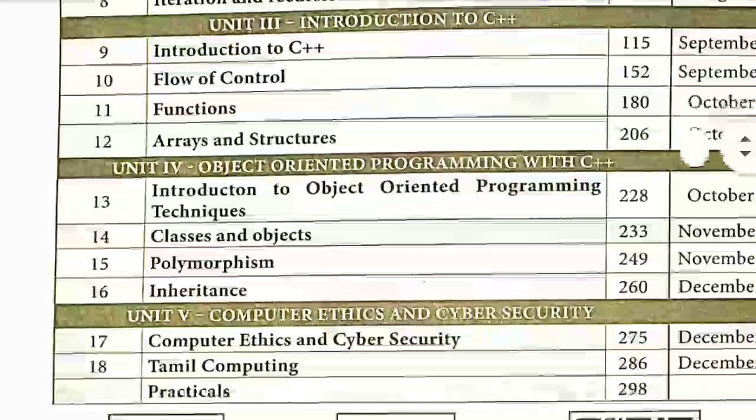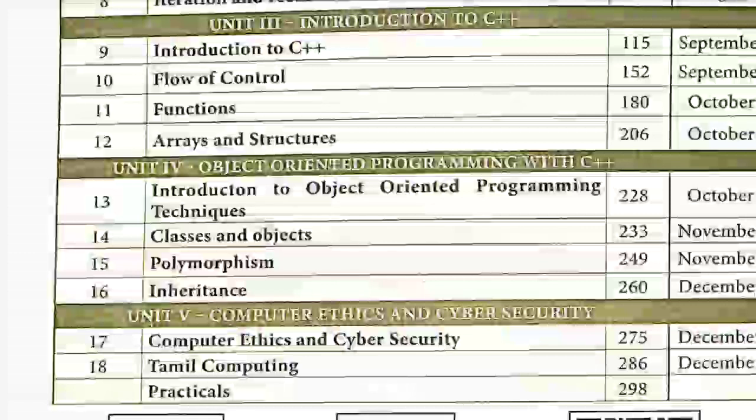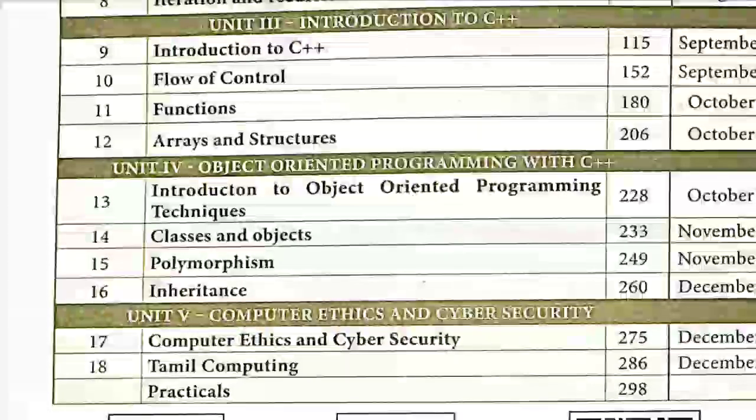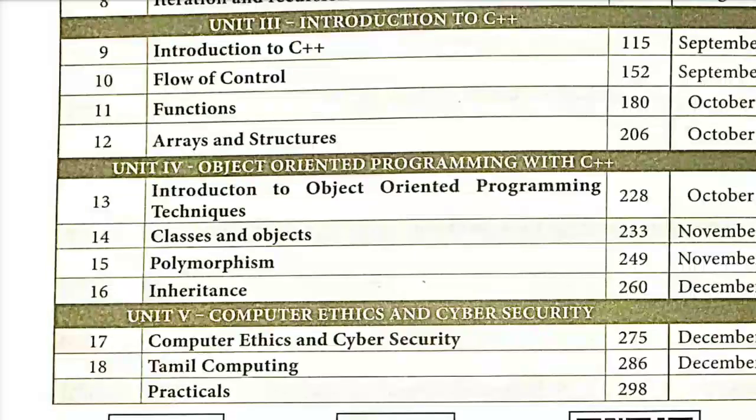Next is unit 4, chapter 13 to 16, where you will be seeing the introduction to object oriented programming techniques, classes and objects, polymorphism, inheritance, etc. You can see that these wordings are a bit complicated, but when you read it, you'll find it easy. There is no complexity in these chapters. Everything is very simple and basic understandable theory only.